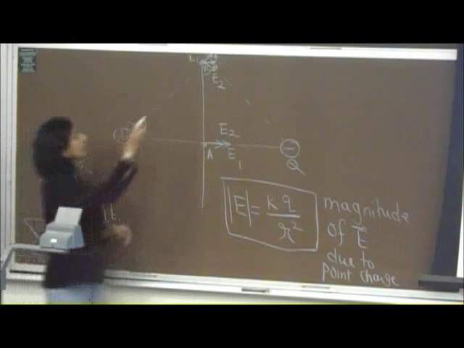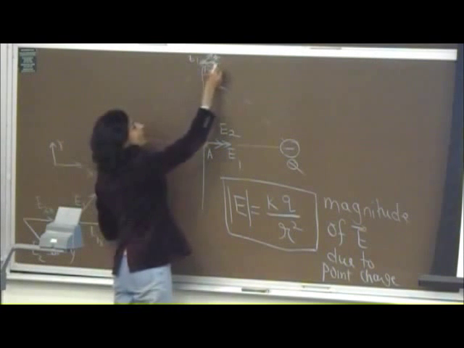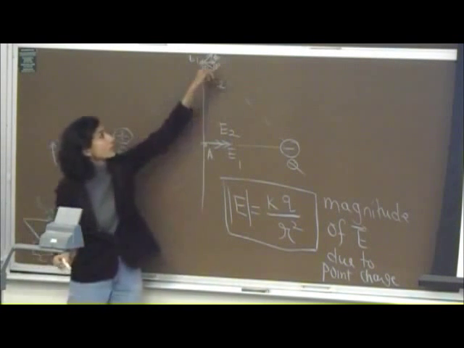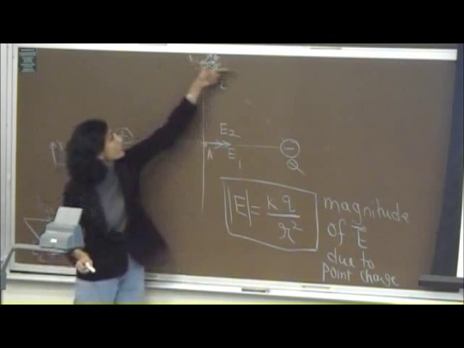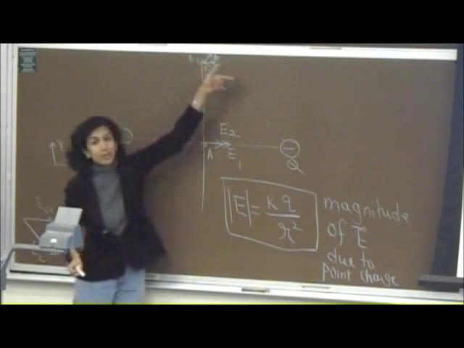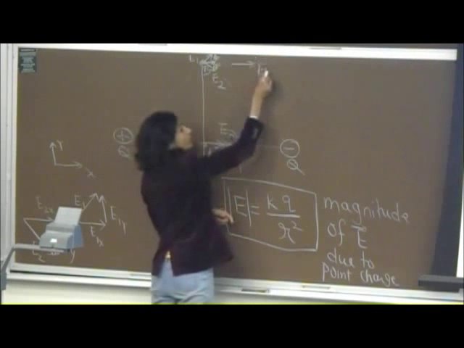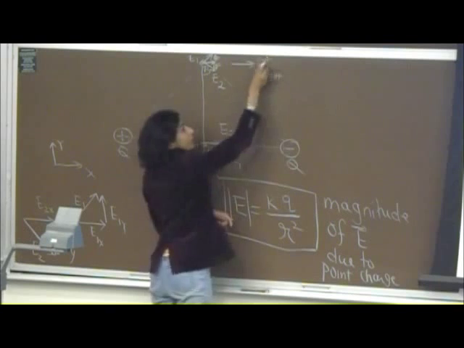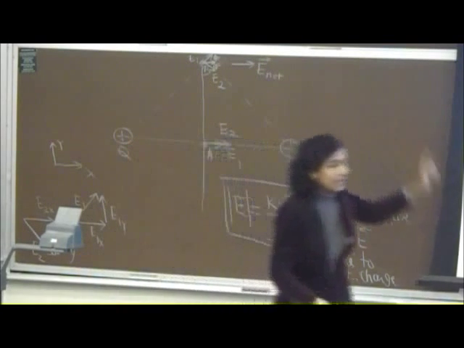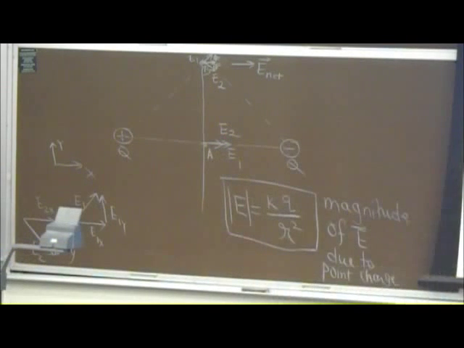So now, does everybody see that these two components cancel out because they are equal in magnitude and opposite in direction? So the only components that survive are the components along the X direction. So E net will be like this. So is everybody clear that the correct answer is A? Any questions about this? Okay, let's move on to the next question then.